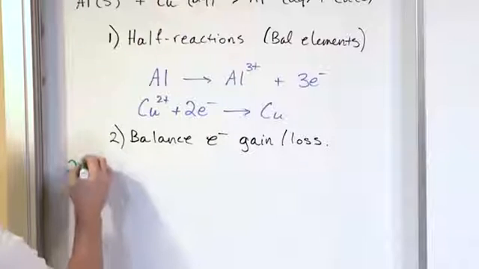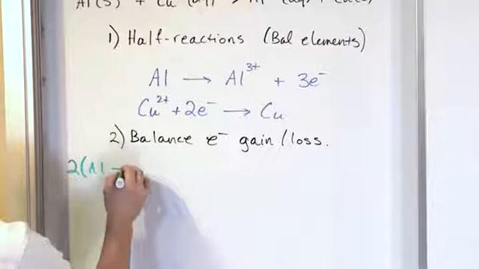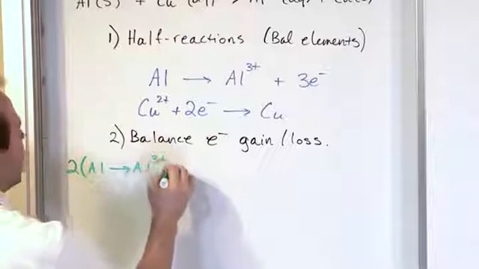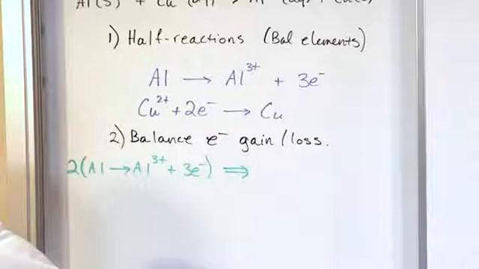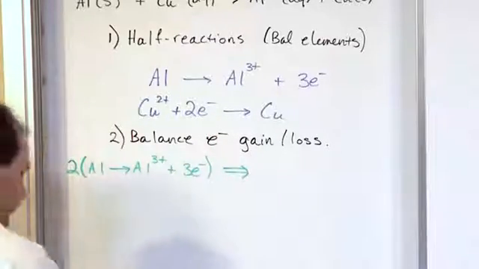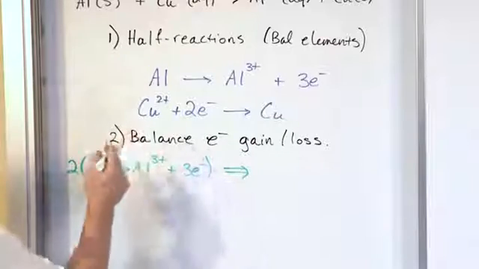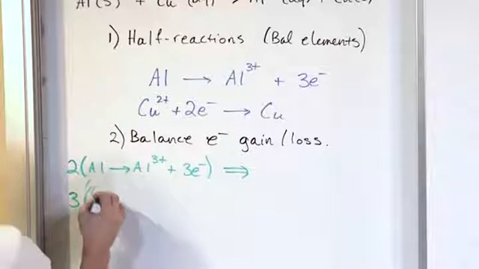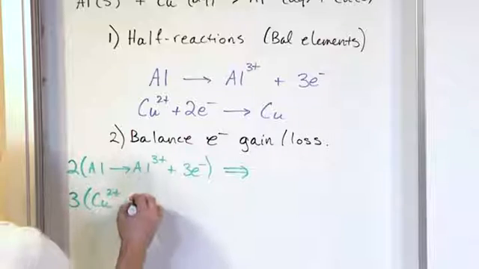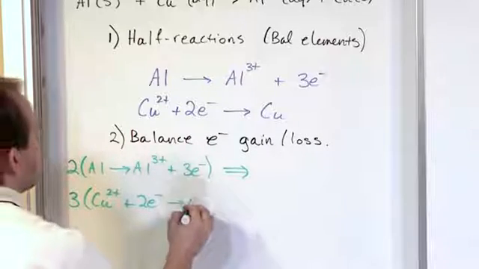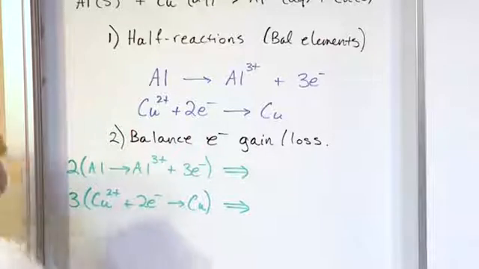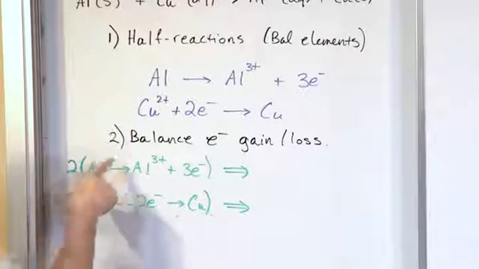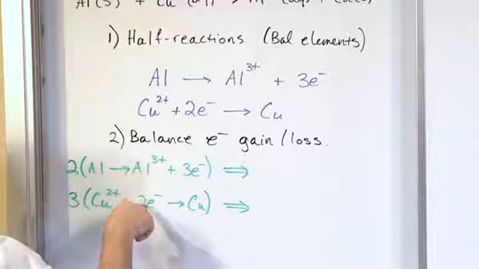I'll multiply the top equation by 2, and I've got Al yields aluminum ion plus 3 electrons. Before I write the new equation down, let me write this one here. The one underneath, I'm going to multiply by 3: copper ion plus 2 electrons yields copper, a neutral copper atom. The reason why I'm multiplying by 2 and 3 is because I'm trying to make 6 electrons here, and 6 electrons here.